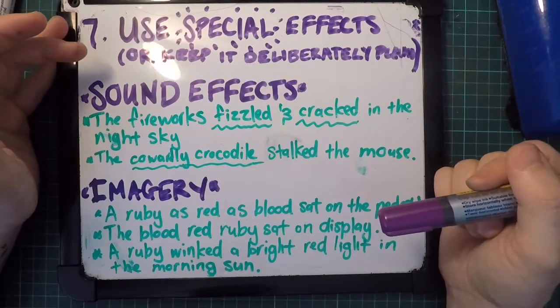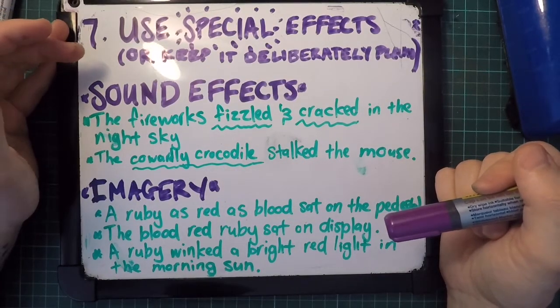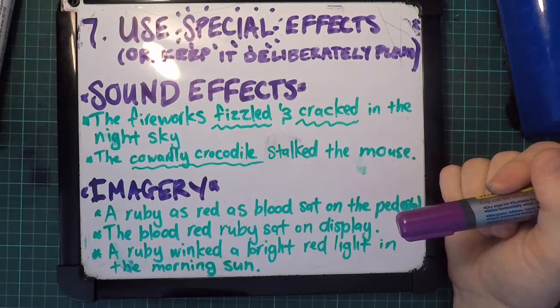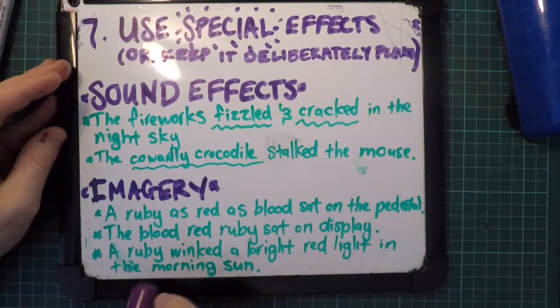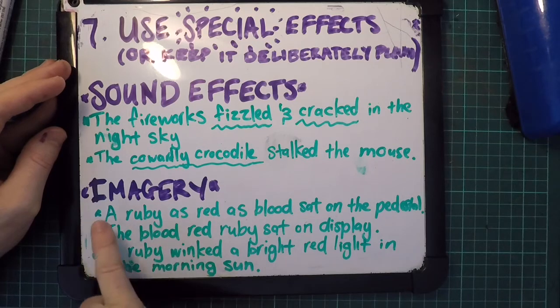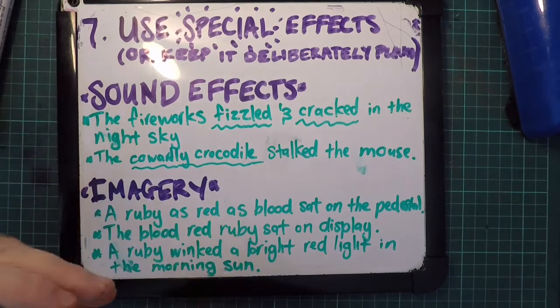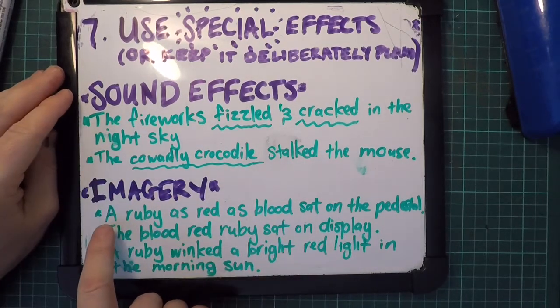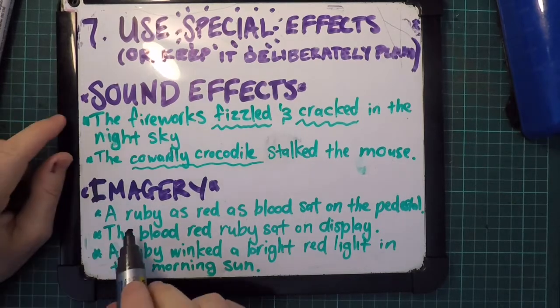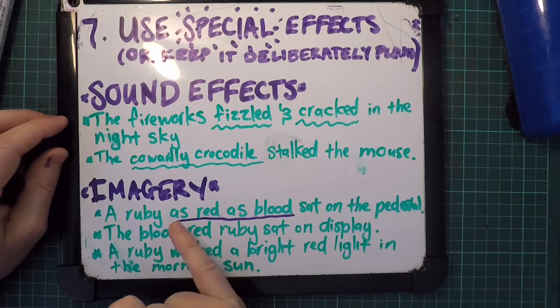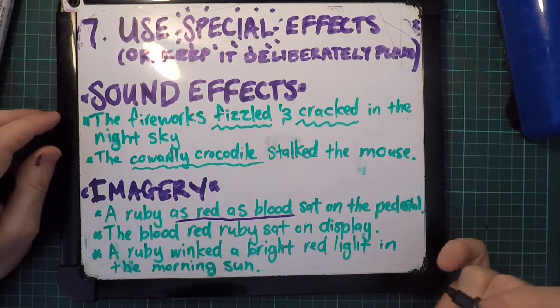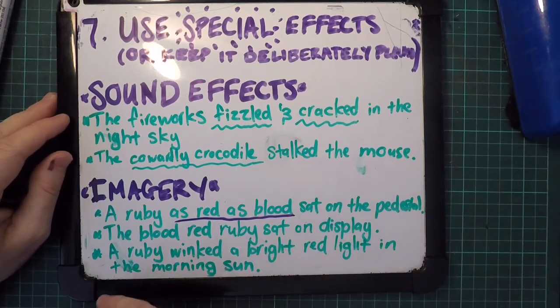You can also paint pictures in people's heads with imagery. Things like simile, metaphor, personification. Here's a few examples. First, we'll start with a simile. It's where you compare something directly to something else. So a ruby as red as blood sat on the pedestal. It's comparing the ruby to the red of blood.